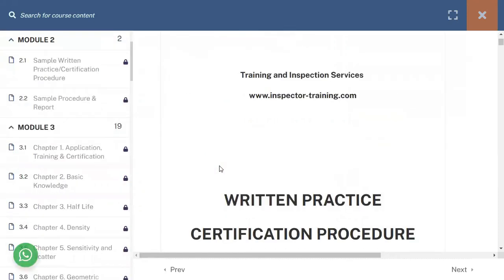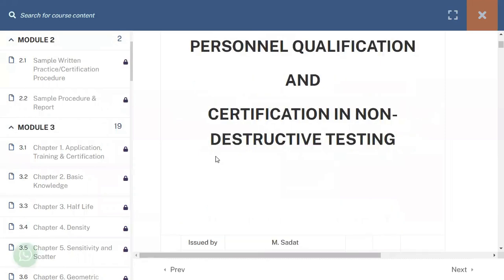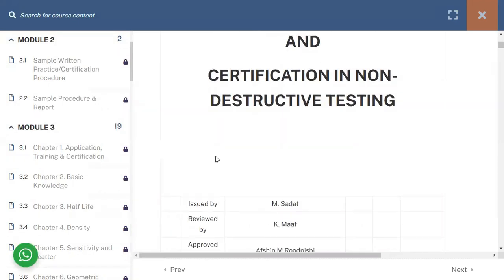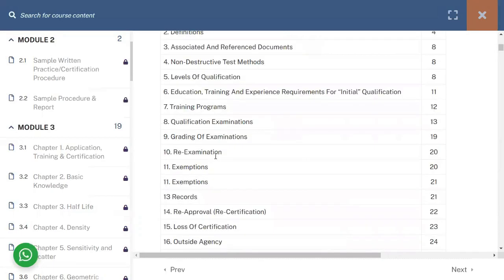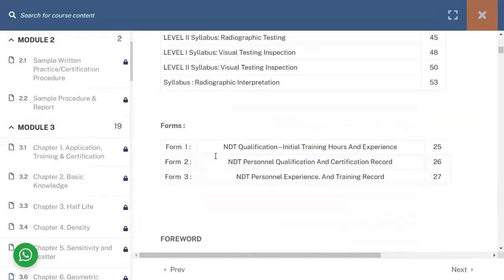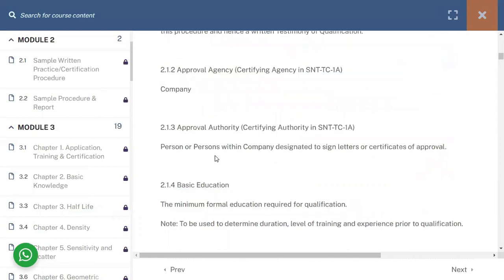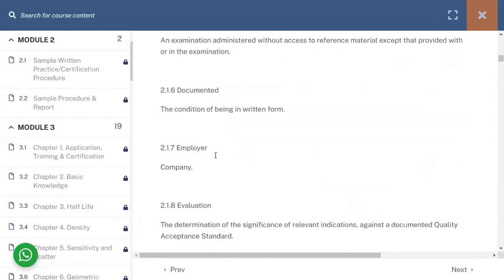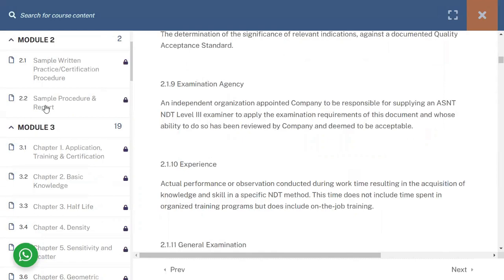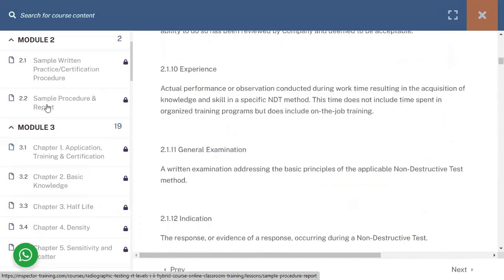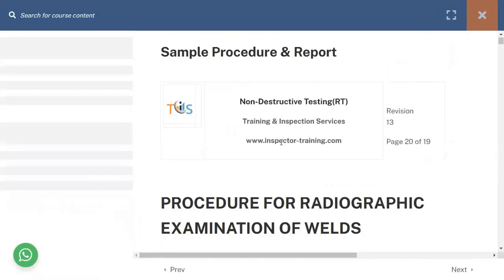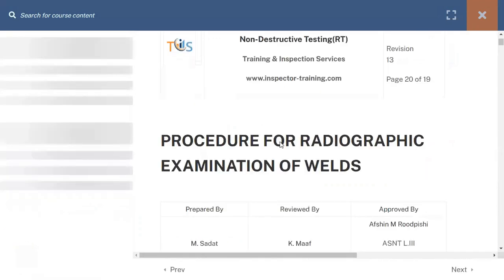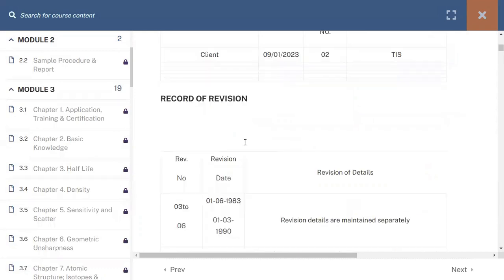We'll go through this, what a certification procedure looks like for training, qualification, and certification of personnel. It's very extensive, as you can see here. All the syllabus, the scope, definitions, basic education you should have, who is the employer, and then there is a sample procedure and report that we go on RT. So you should, and all these lessons, each one of them has got a video like the present one that we will be going through and explaining to you.